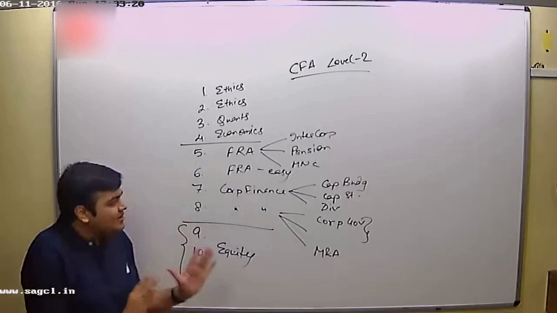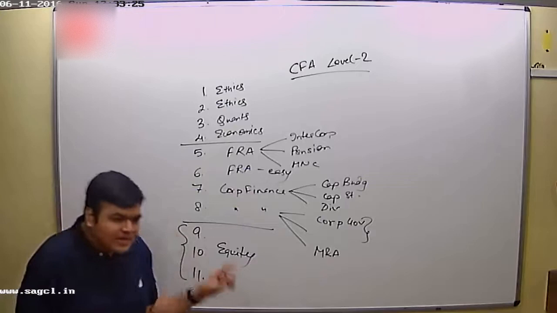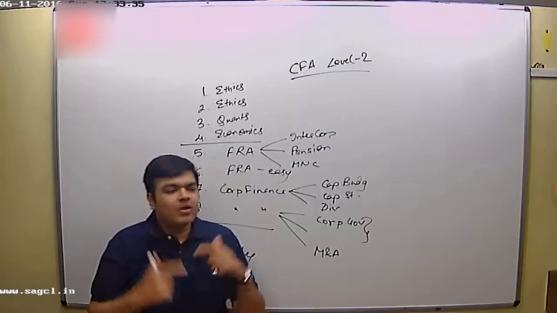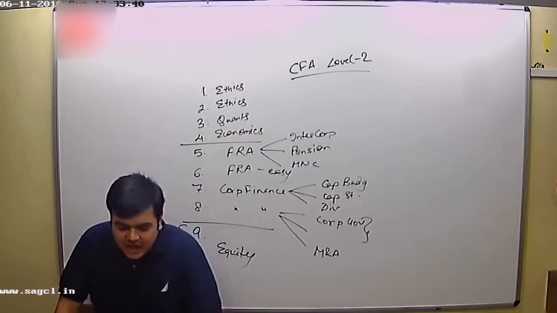Bolo, clear? Equity has got one full book. Equity is a major component in your level 2. Portfolio is a major component in your level 3. This is okay? This is simple. Equity is simple. Then, there has been a little bit of shuffling in the last two books. Study session upar niche kiya aur kuch nahi kiya. Right. Then you'll have your fixed income portion. That's your 12 and 13.